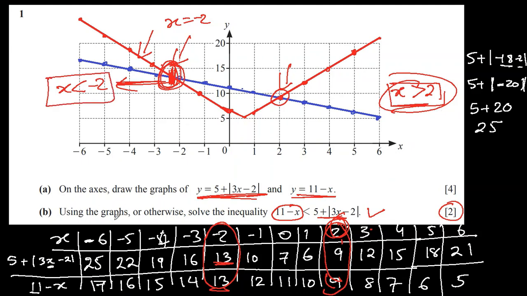They said using the graphs or otherwise. So graphs give us the answer. We are ready with our answer. First answer is x is greater than 2. Second answer is x is less than minus 2.